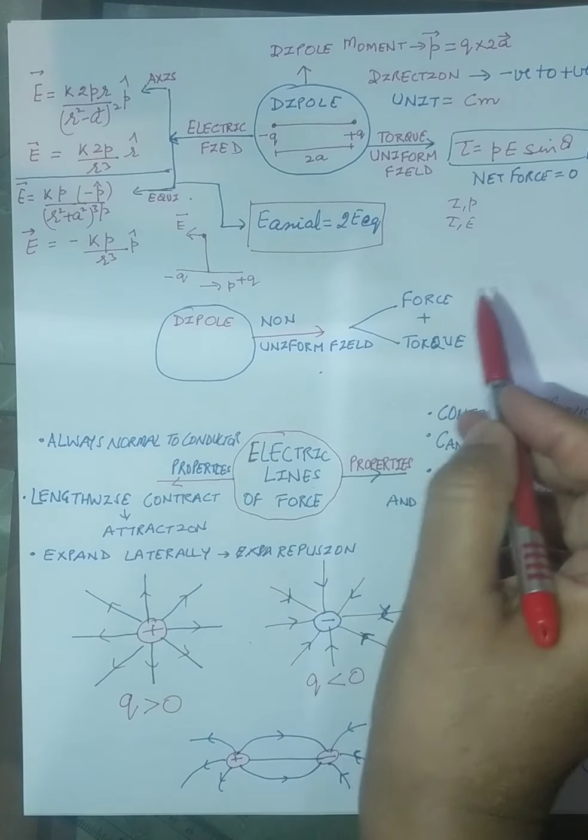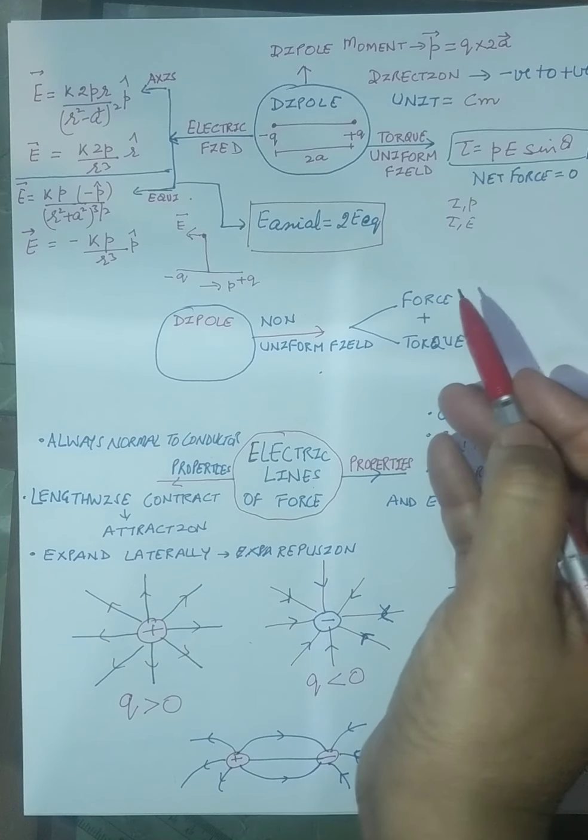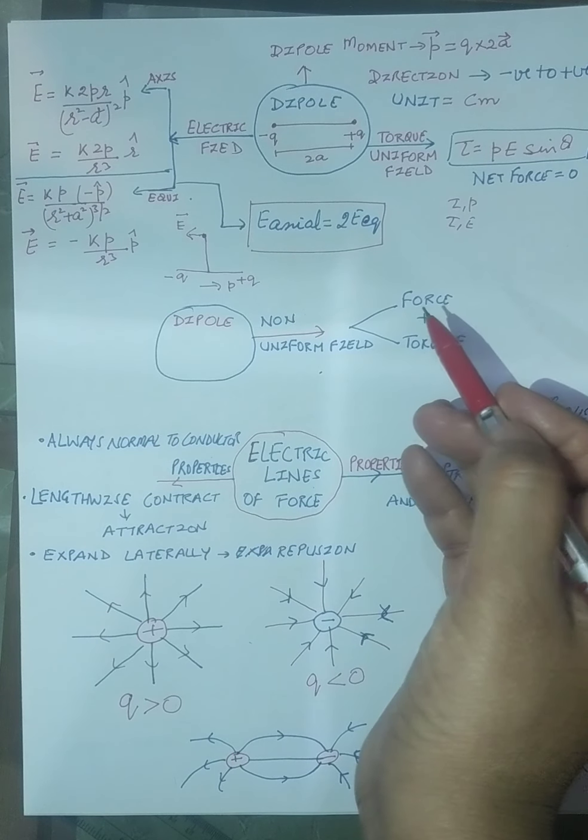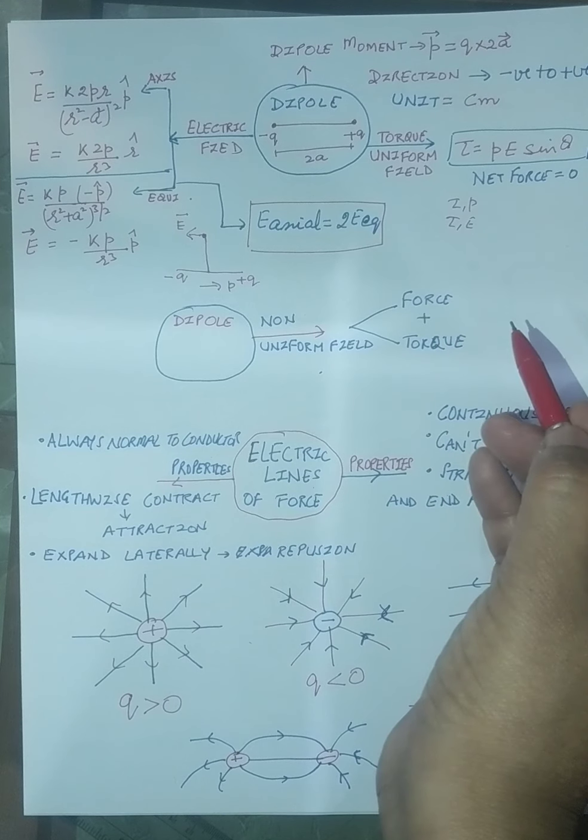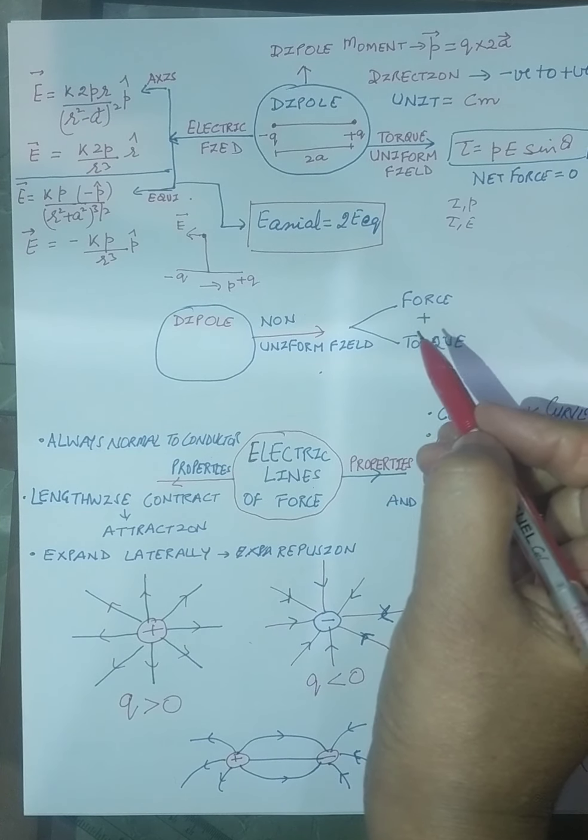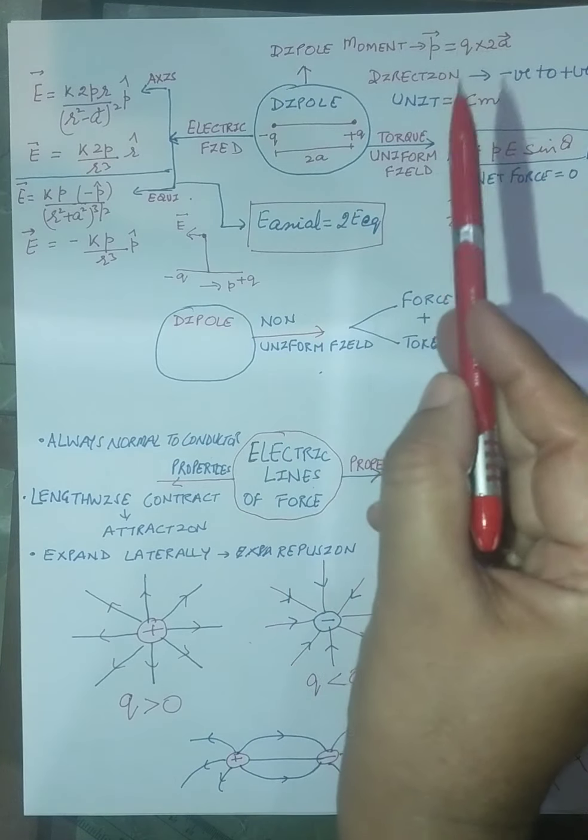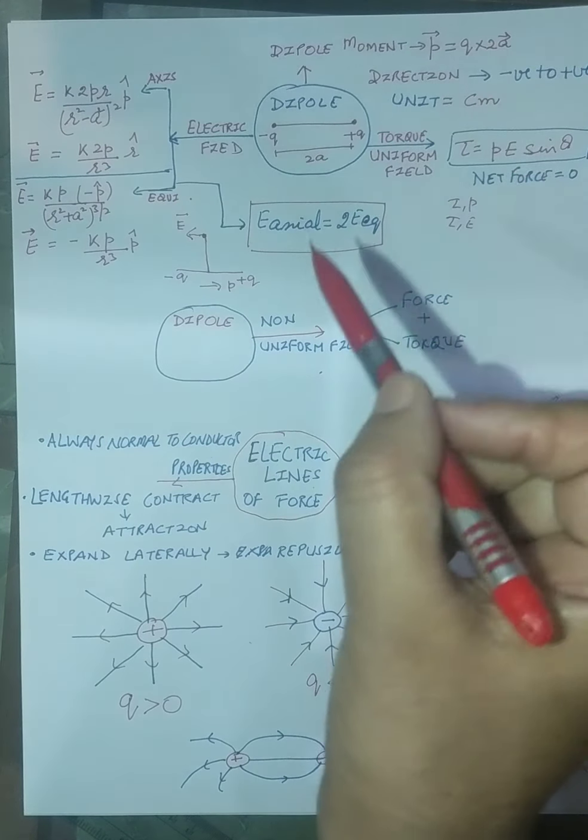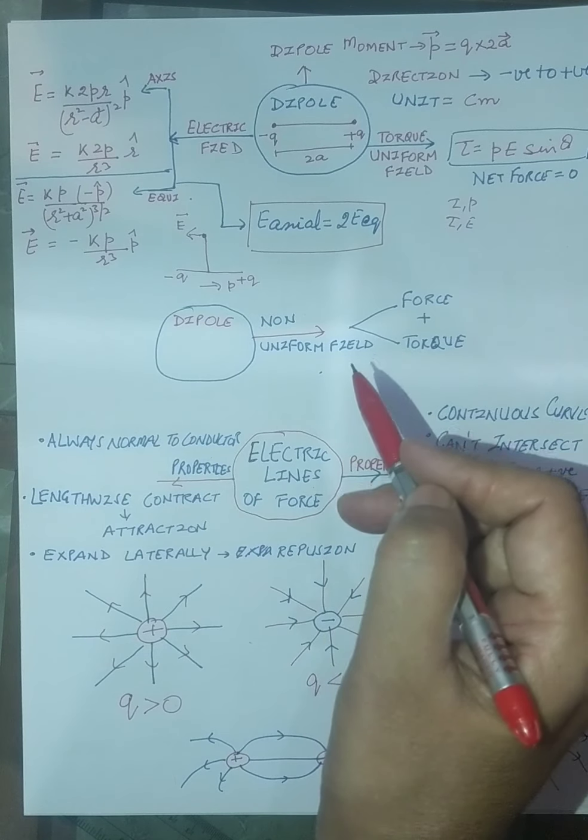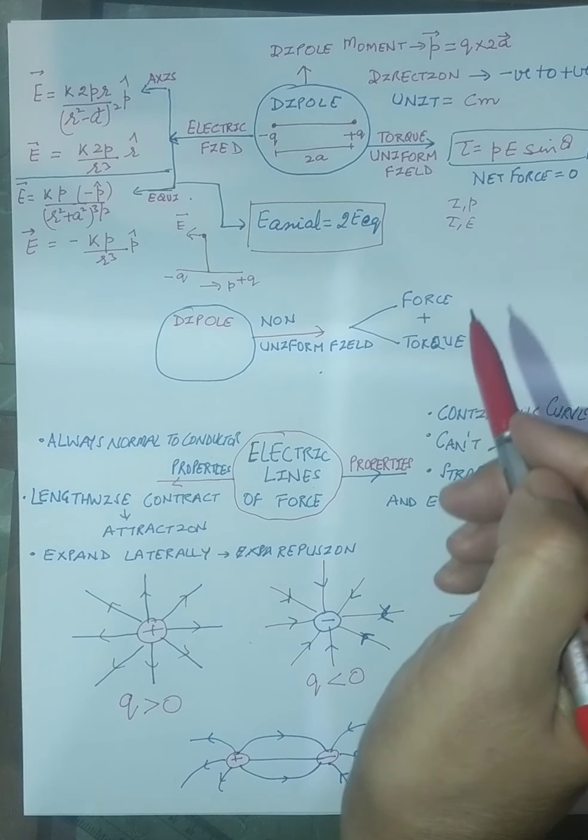Again, this is an important one marker. Depending upon the net force, the dipole will have translatory motion and it will also have rotatory motion. So this is the difference between when the dipole is placed in a uniform electric field and when it is placed in a non-uniform electric field.